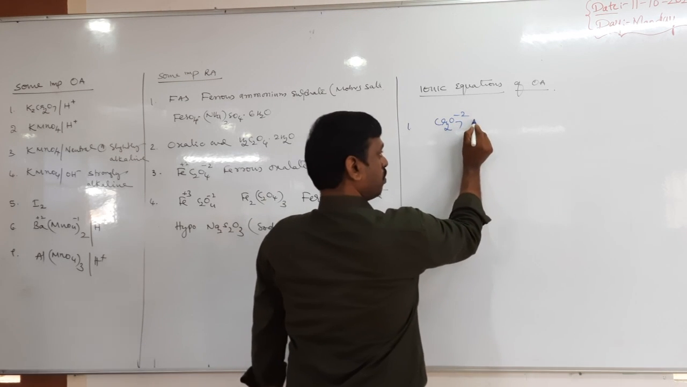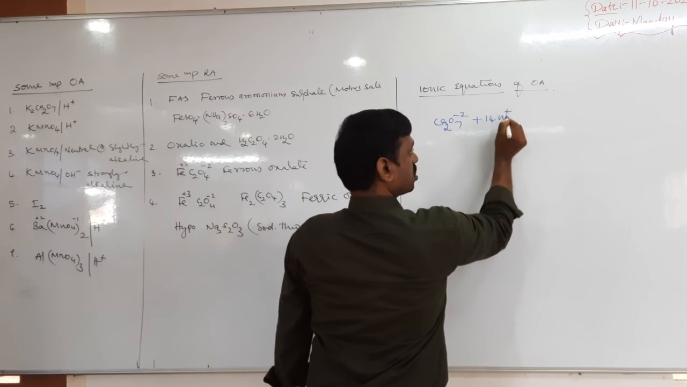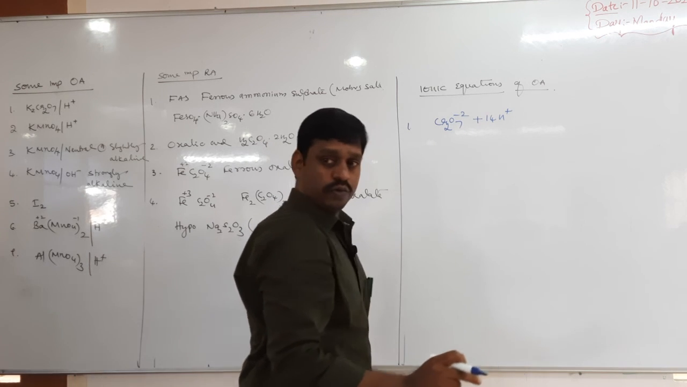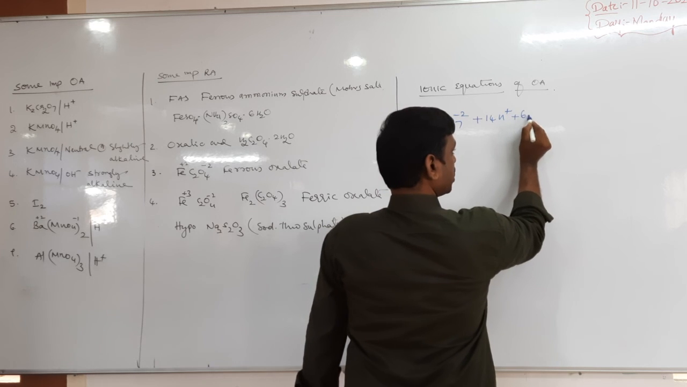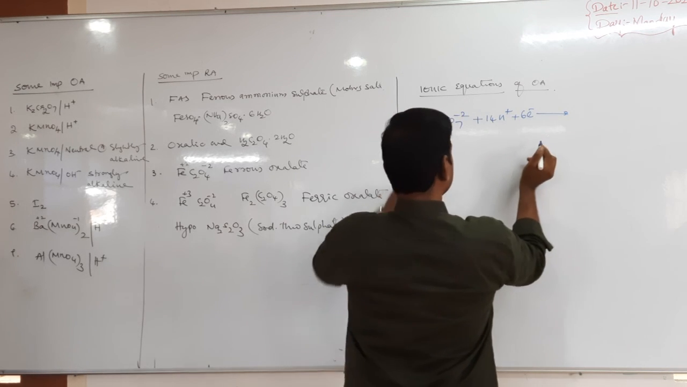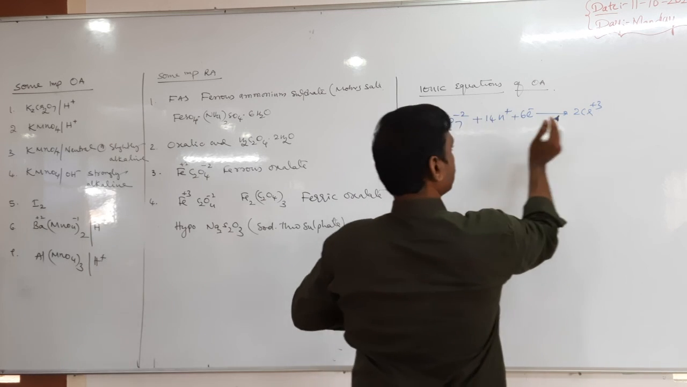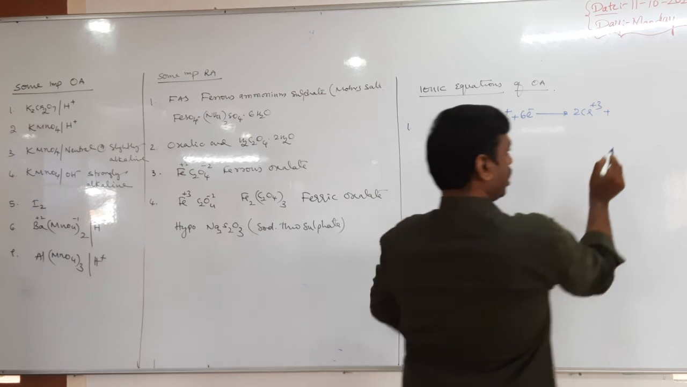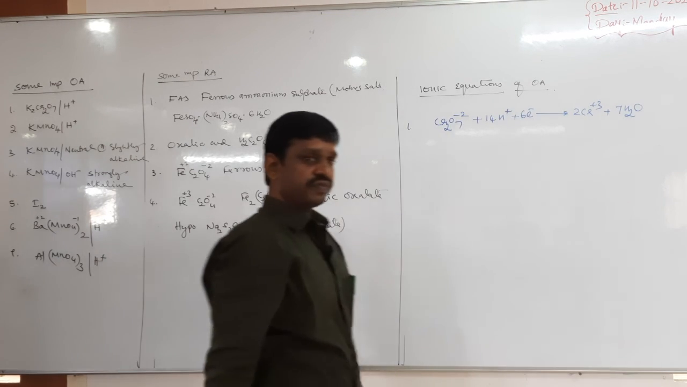So this dichromate ion has how many oxygens? 7. To remove the 7 oxygens, we should take 14 H+, because 14 H+ with 7 oxygens will give 7 water molecules. Plus it requires 6 electrons for balancing, which gives rise to 2 Cr3+, 2 chromium as Cr3+, and 7 oxygens with 14 hydrogens become 7 H2O. This is a balanced equation.